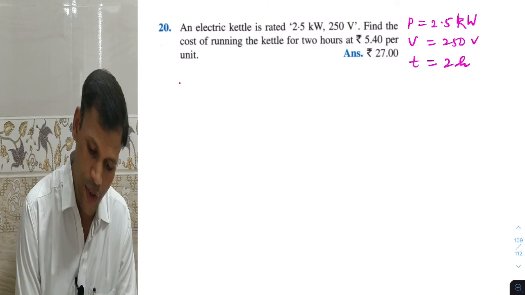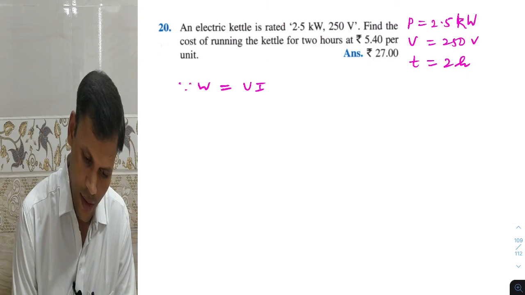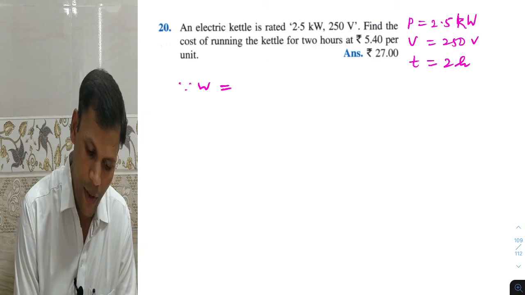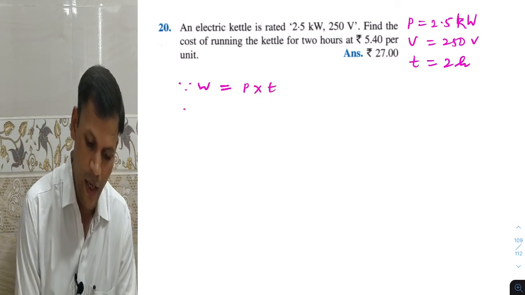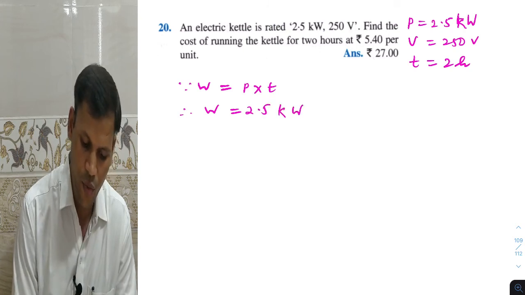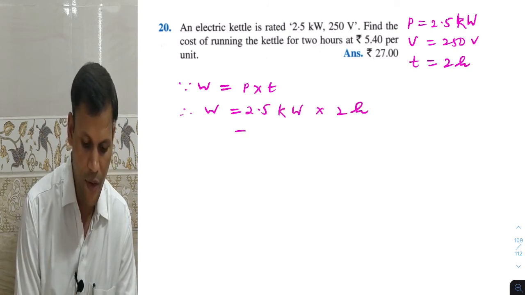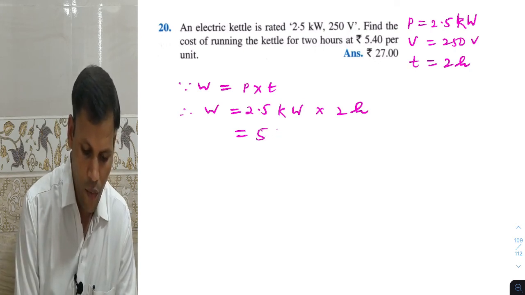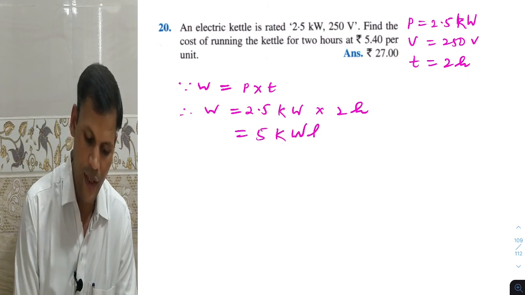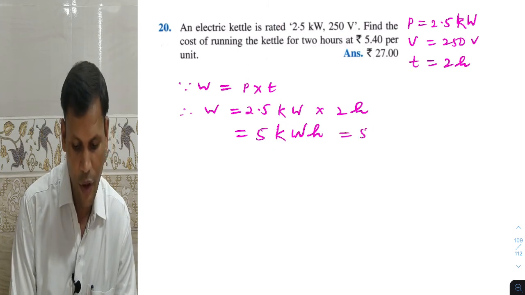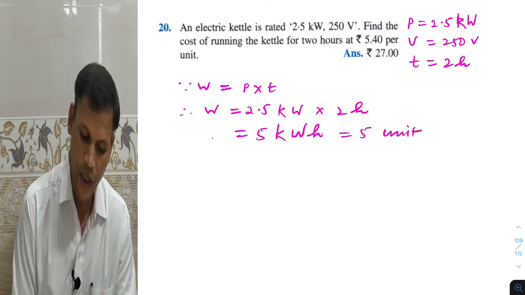So since W is equal to VIT, but power is given, so power into time we can do, not this. W is equal to power into time. So W will be power 2.5 kilowatt into time 2 hours. So 2.5 twos are 5, so we will get 5 kilowatt hour, which is 5 units, because 1 kilowatt hour is 1 unit.